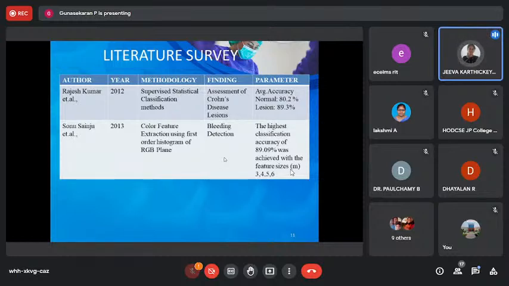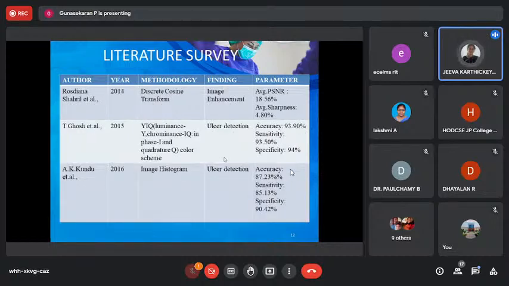Another method is color feature extraction using the first order histogram of the RGB plane. Here we use the single order histogram equalization. It is used to find bleeding detection. The next methodology uses transform domain methods. At that time, he used the discrete cosine transform. It is for image enhancement. The parameters are PSNR and the sharpness enhancement values.